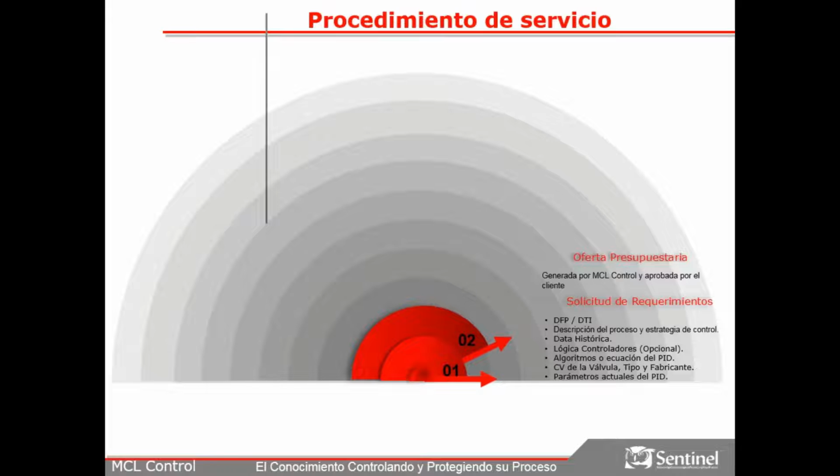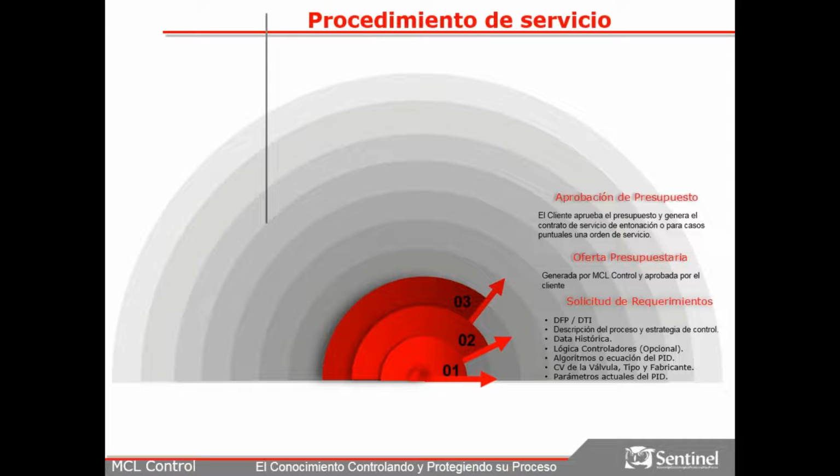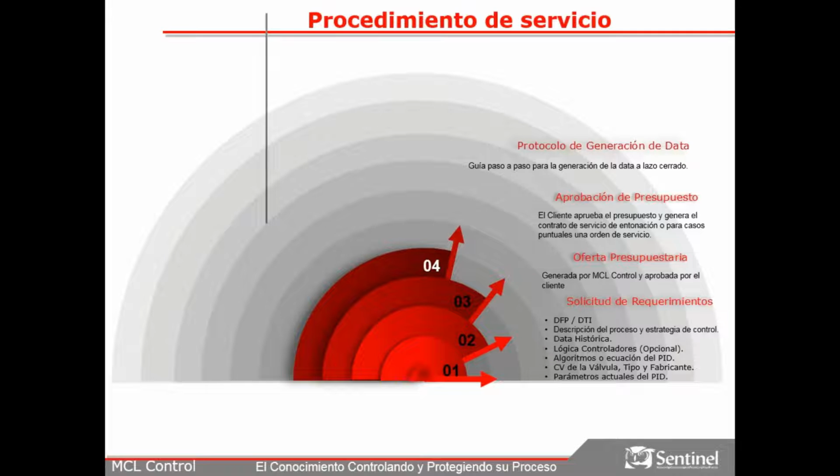2. MCL Control prepares the budget proposal for the tuning service. If the client agrees to the budget, a contract for the tuning service or, in certain cases, a service order is drafted. Afterwards, MCL Control gives the client a document detailing the field test, a step-by-step guide explaining the automatic generation of data of the loop controllers to be tuned by the program Loop Tuner Sentinel.